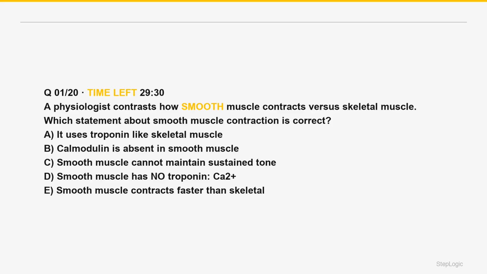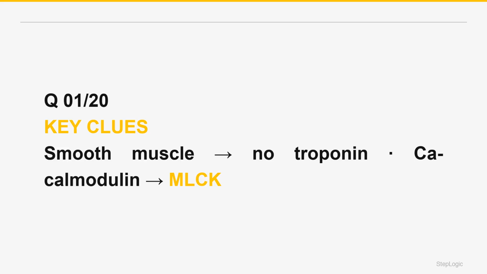Which statement about smooth muscle contraction is correct? A physiologist contrasts how smooth muscle contracts versus skeletal muscle. Read the command: which smooth muscle statement is correct. No troponin, Ca2+, calmodulin leads to MLCK, leads to phosphorylate myosin, leads to contract. Myosin light chain phosphatase relaxes.